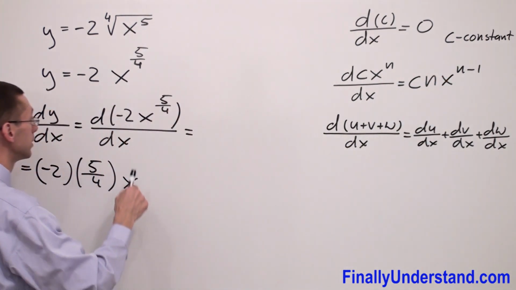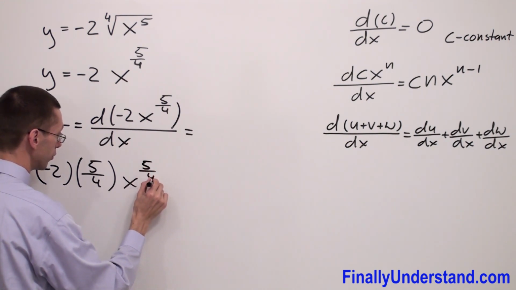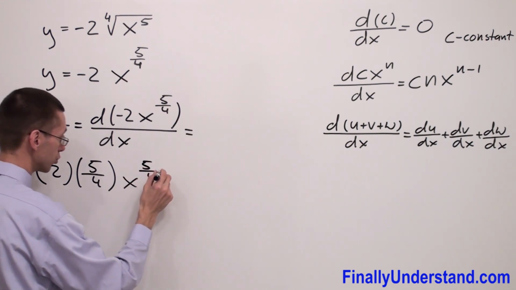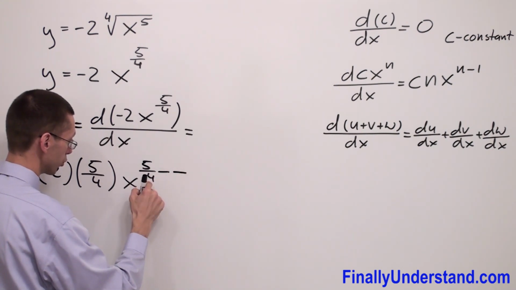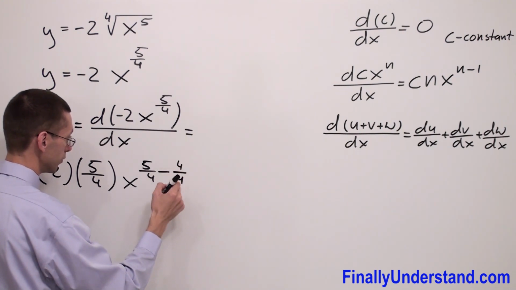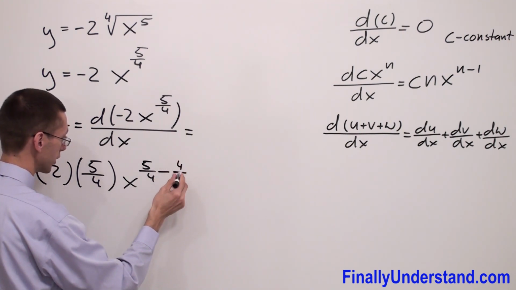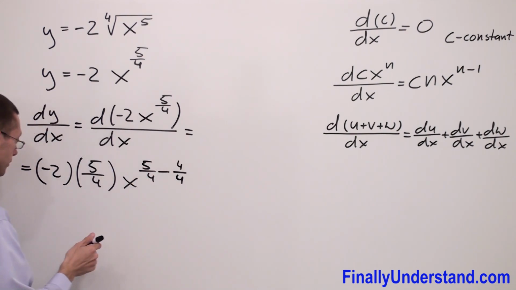My exponent is 5 over 4. Because this is a fraction, you're supposed to subtract fractions. So in order to create 1, I'm supposed to take this denominator, 4, and write 4 in the numerator, because 4 divided by 4 is equal to 1. So this is my n minus 1.